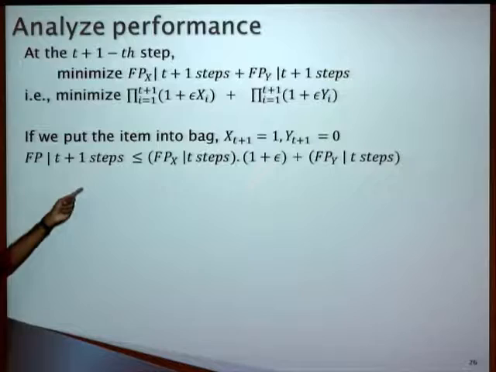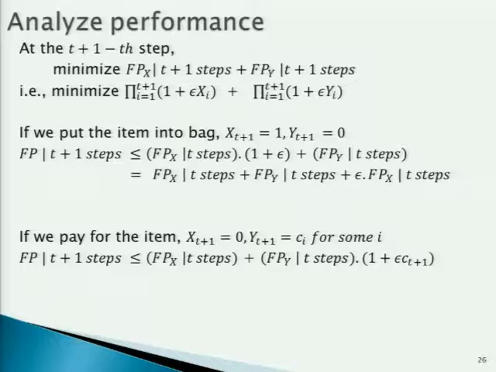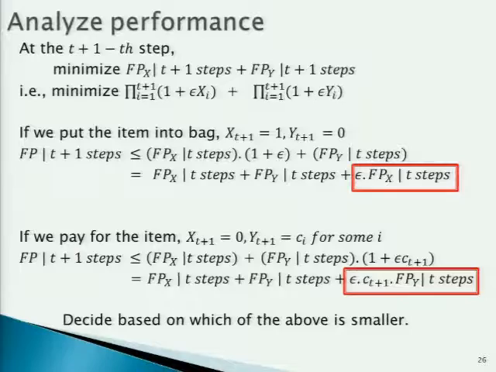It gets disturbed. It gets multiplied by 1 plus epsilon. The other thing remains the same because y is 0. Or you pay the cost for the item, then this doesn't get disturbed. And there you get a 1 plus epsilon c_{t+1}. You decide based on which of those is smaller, the quantity in the red rectangle.